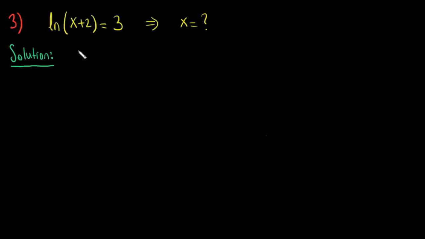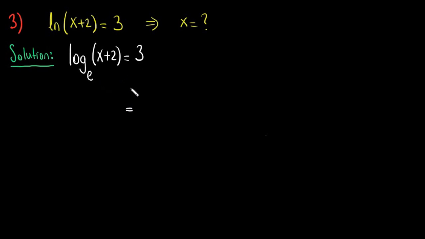This is question number 3. So ln(x + 2) is equal to 3. So what is the value of x? As I told you before, whenever you see ln, that means it is a natural log. It means it is log base e. So log base e of (x + 2) is equal to 3.